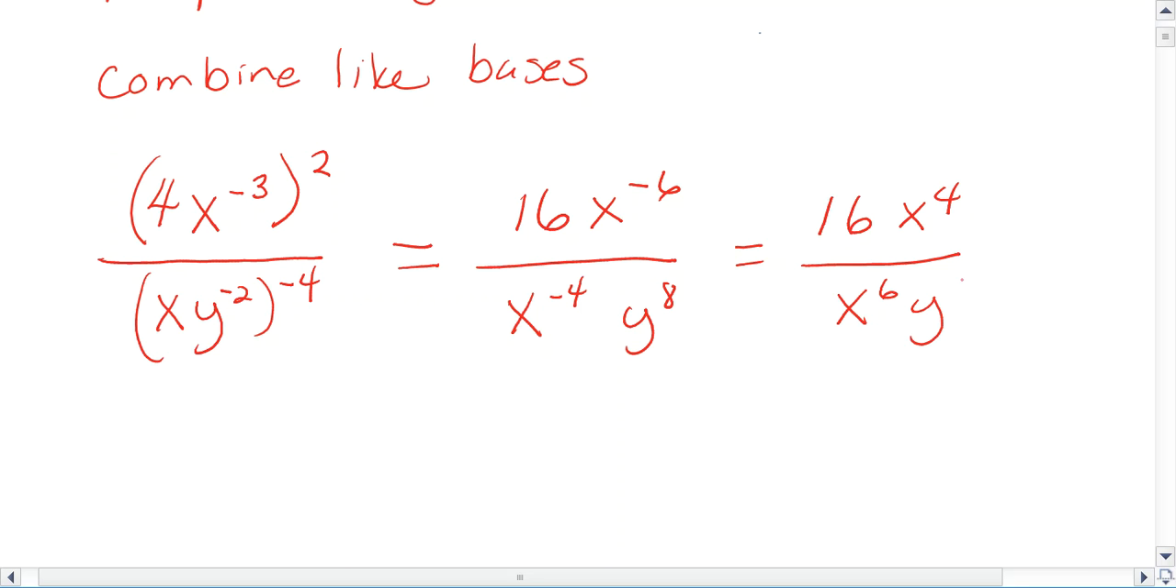Now after we have finished our keep flip step, we combine our like bases. The only like bases I have are these x's, so we just subtract exponents. There's x to the 4th up here, so there's 4 x's. These 4 cancel out 4 of these, or you can think of it as subtracting. So I'm left with x squared y to the 8th in the denominator.